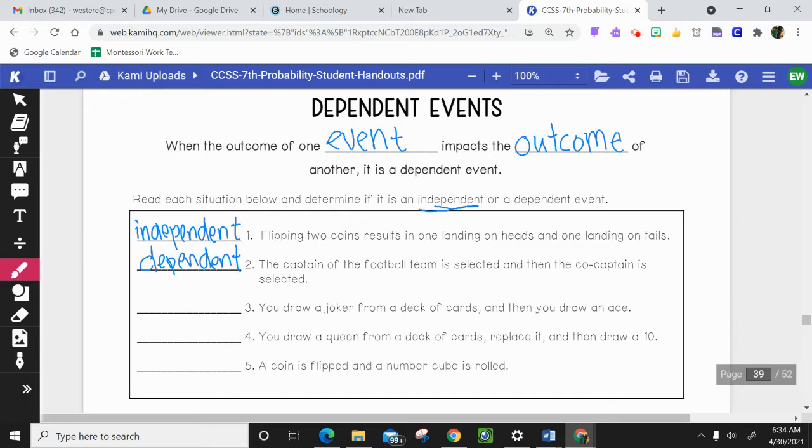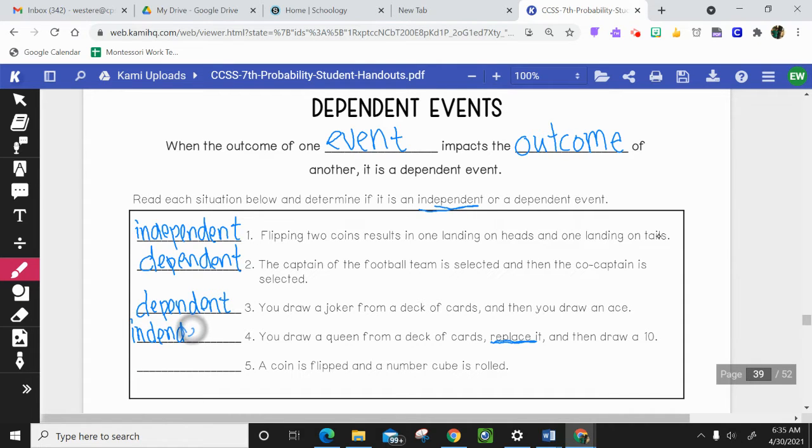You draw a joker from a deck of cards, and then you draw an ace. It doesn't say I put it back, so that is dependent. If I had replaced that joker into the deck of cards, then it would be independent, but it is not. Look, you draw a queen from a deck of cards, replace it, and then draw a 10. So that's independent. We're starting with the same deck of cards.